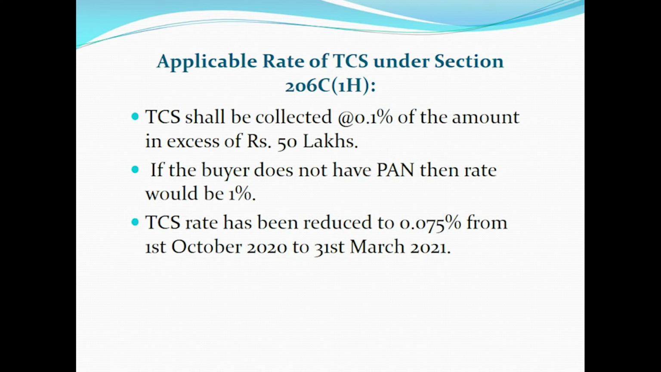Moving on to the applicable rate of TCS under the newly inserted section 206C subsection 1H. TCS shall be collected at 0.1% of the amount in excess of rupees 50 lakhs. Second, if the buyer does not have a PAN, that is, permanent account number, then the rate would be 1%. Third, the TCS rate is being reduced to 0.75%.